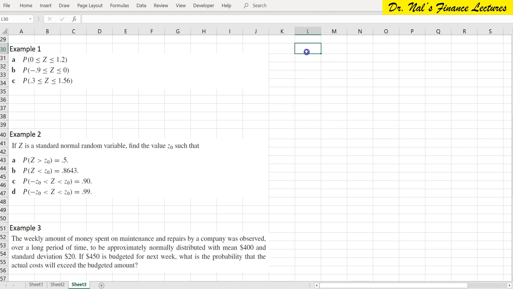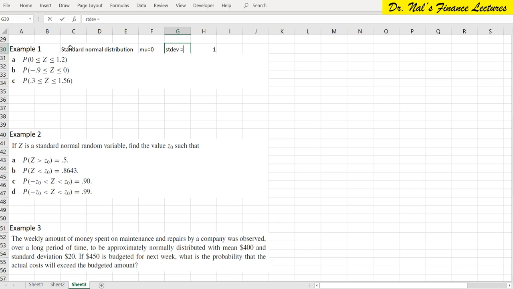Okay, here's the first example. Z represents, so whenever you see the letter Z, be aware that's standard normal. Standard normal is just a special case of a normal distribution where the mean, mu, is 0, and the standard deviation is 1. So it is standardized in that.